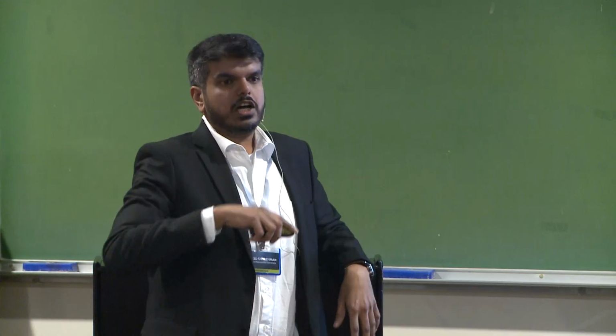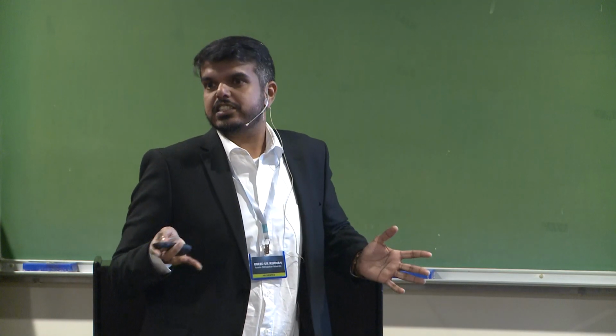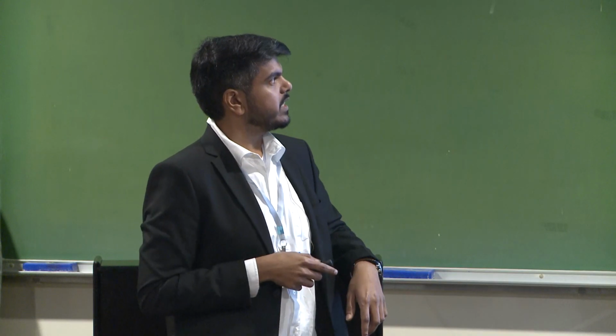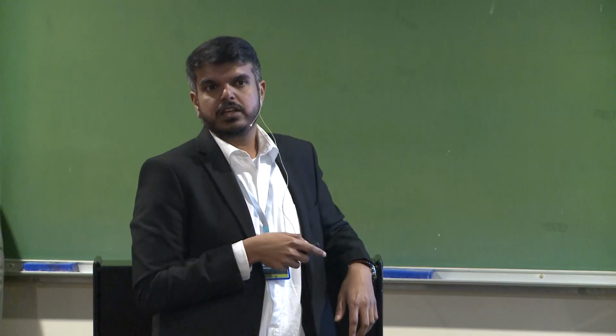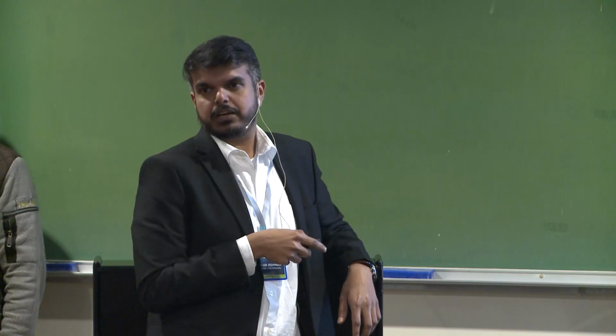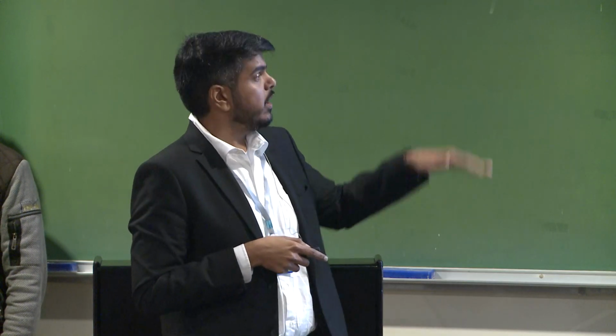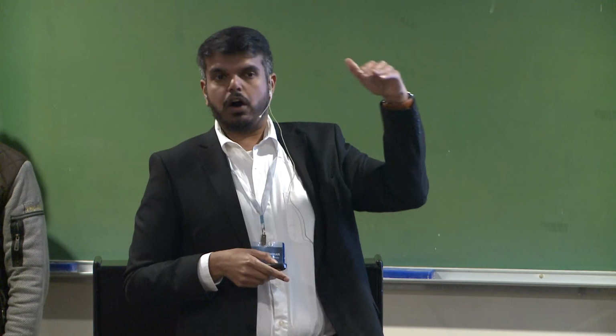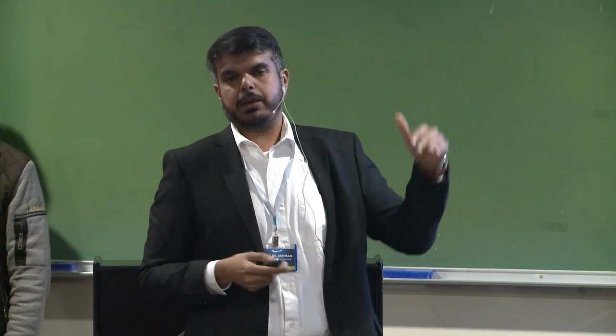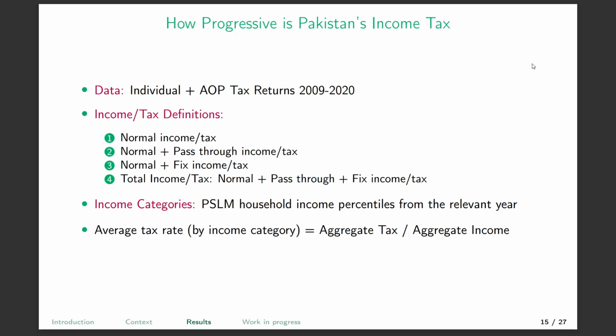So this is what the tax data shows us. Let's talk about the income tax system as well, about how progressive or not it is. Again, for this, we use our same tax return data. We have our income and corresponding tax definitions. Here, what I'll show you is I'll layer on these tax definitions one at a time to disentangle what part of the income tax is doing what in terms of progressivity.